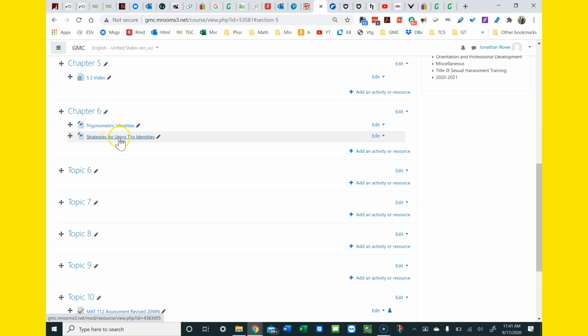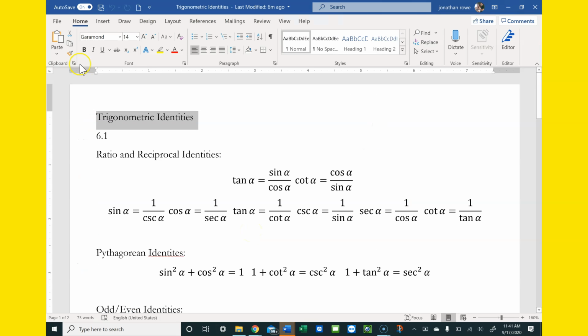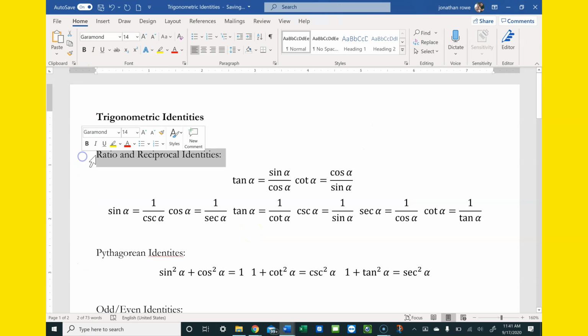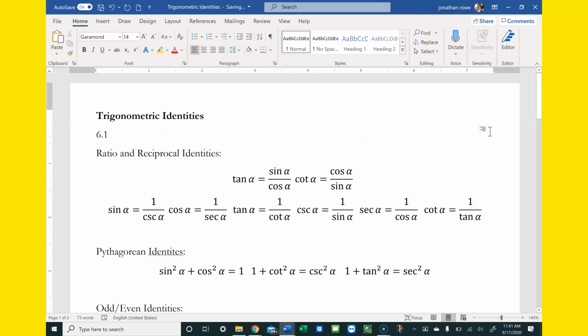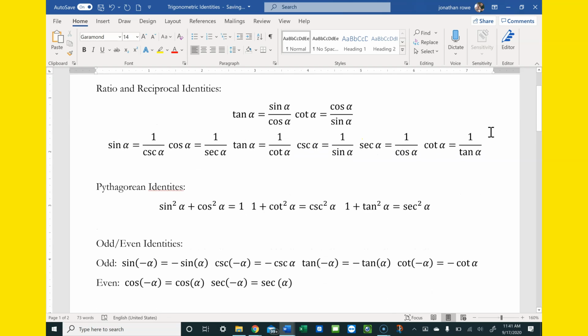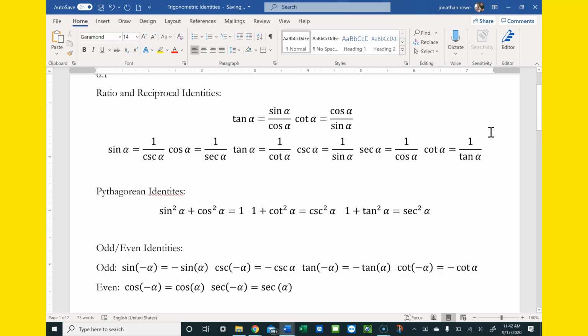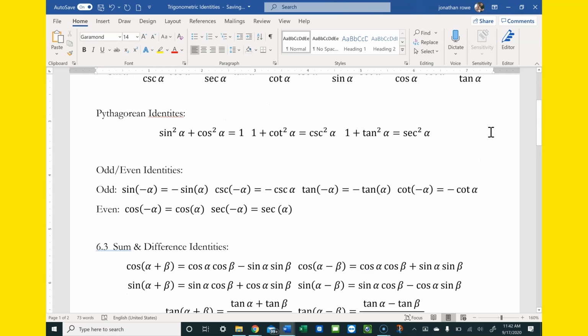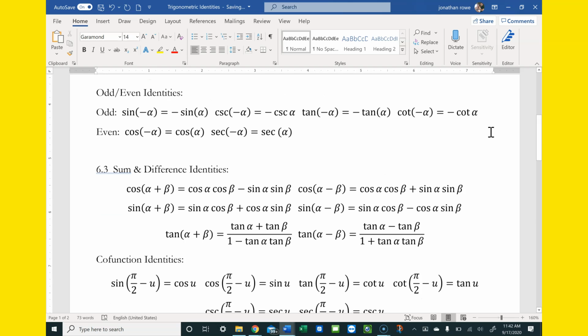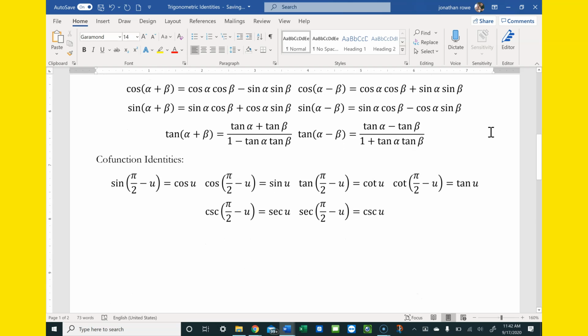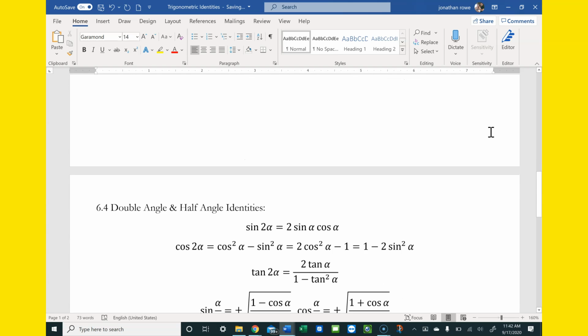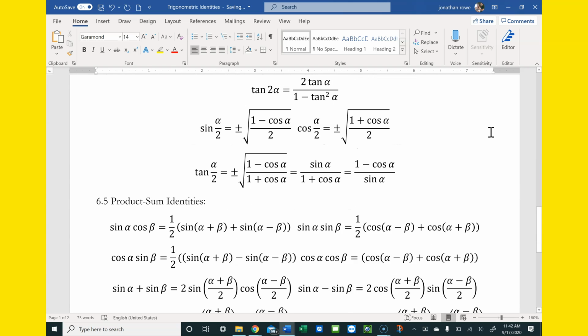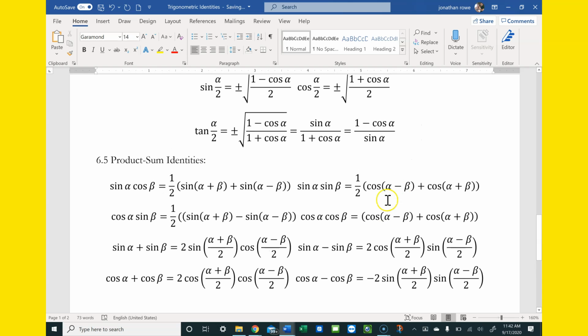And then I also have this file here, which is 5 strategies to use as we go through this. I want to show you that. So as you can see here, here are all the trig identities laid out according to section and according to type. In 6.1 we have the ratio and reciprocal identities, the Pythagorean identities, and the odd and even identities. In 6.3 we get into the sum and difference identities and cofunction identities. In 6.4 we get into double angle and half angle identities, and in 6.5 we get into product sum identities.